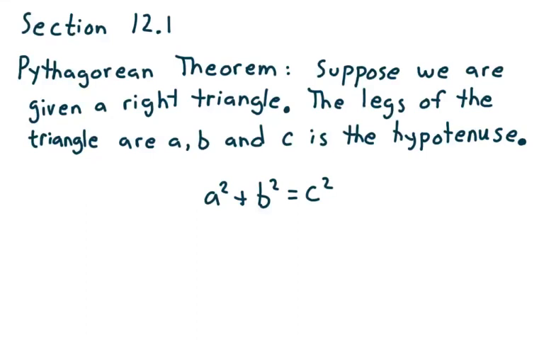This is a video from section 12.1 and it's based off the lecture notes. We're going to start off with the Pythagorean theorem. Suppose we are given a right triangle. The legs of the triangle are A and B, and C is the hypotenuse.